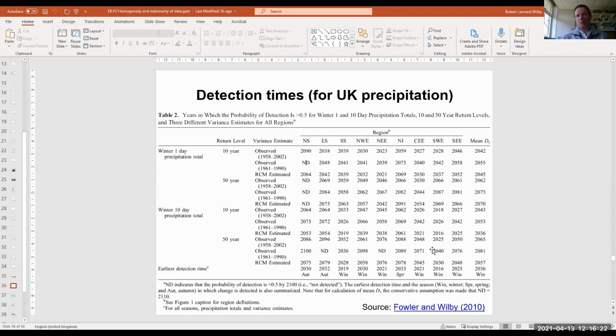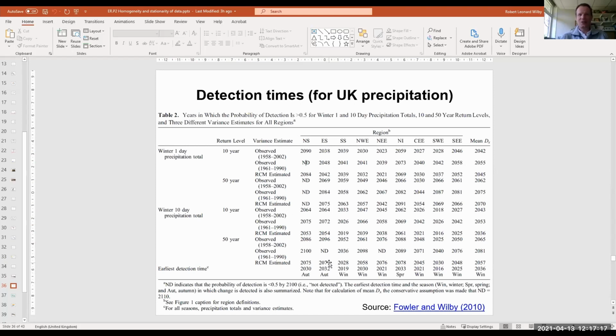And we can do the same for the detection time for changes in rainfall. And there's a lot of detail in this table. Basically, we can break England and Wales down into different homogeneous rainfall regions and look for when the detection time might be in the 10-year one-day winter rainfall, or the 50-year one-day winter rainfall, or the 10-day winter total with 10-year return periods. So you can look at different kinds of indicator here, and basically we increase the chance of detecting a climate change signal if we go to these longer averaging periods. So we're more likely to see a signal in the 10-day total in some regions.